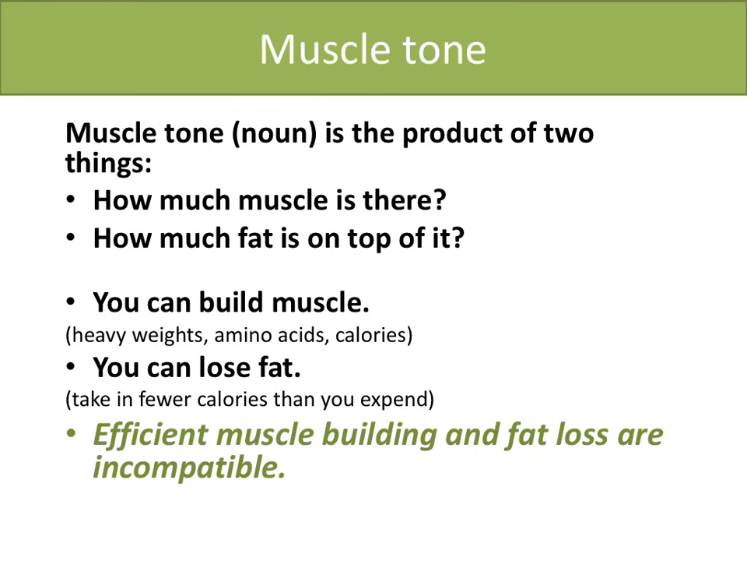So you can build muscle primarily by using heavy weights, which you need for amino acids, calories, and heavy weights to build muscle. You can lose fat by eating fewer calories and exercising.